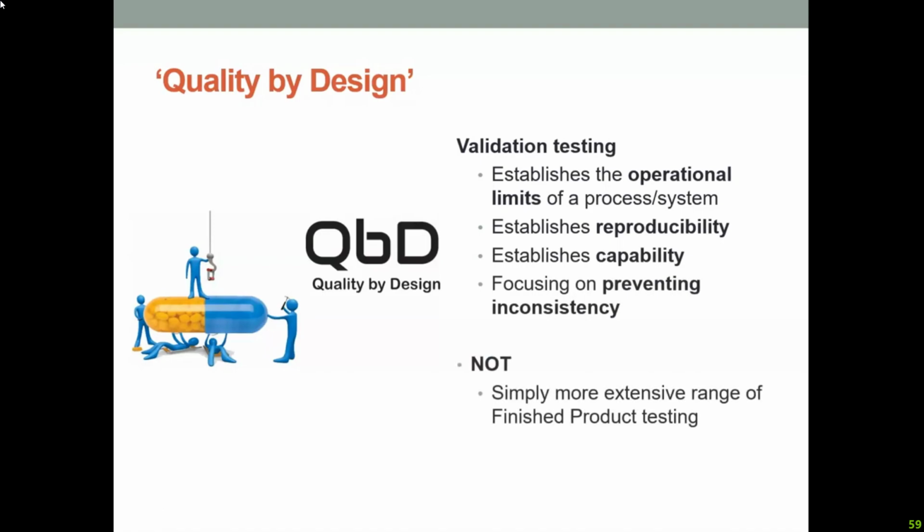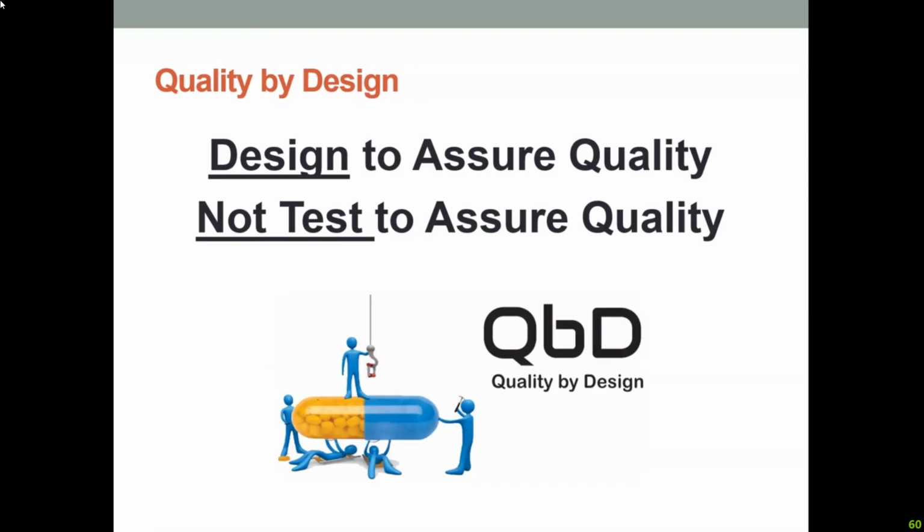What it is not: quality by design is not just a means of putting in more finished product testing. The idea is we have a better understanding of our process and we're making more scientific judgments on how we're managing our process rather than just doing more testing. So it's not quality by testing, it's quality by design. And just to emphasize that point again, we are designing our process to ensure quality. We're not testing our product to ensure quality.